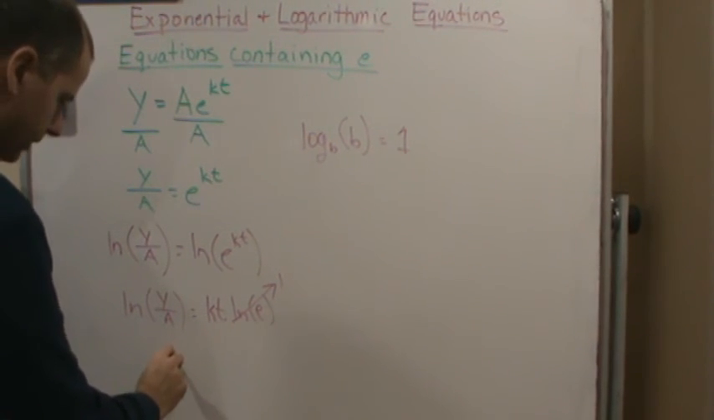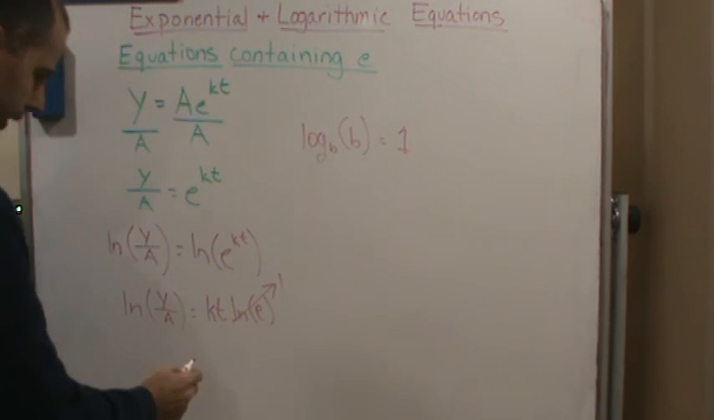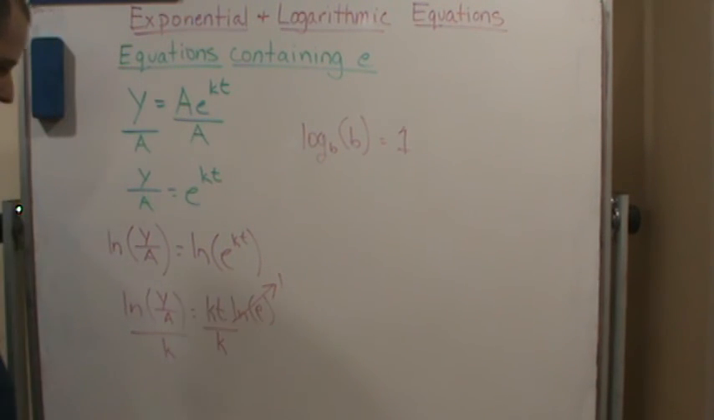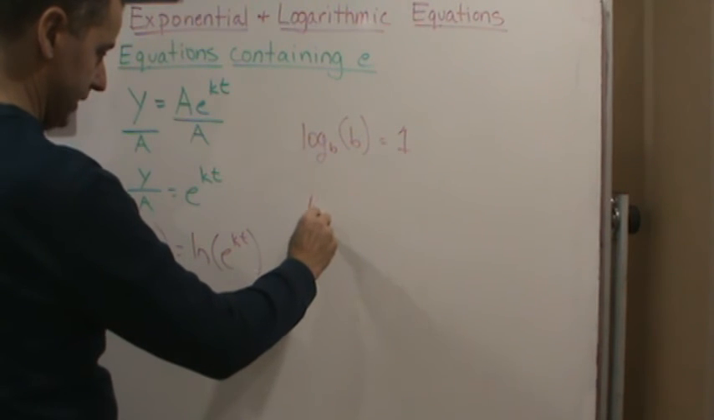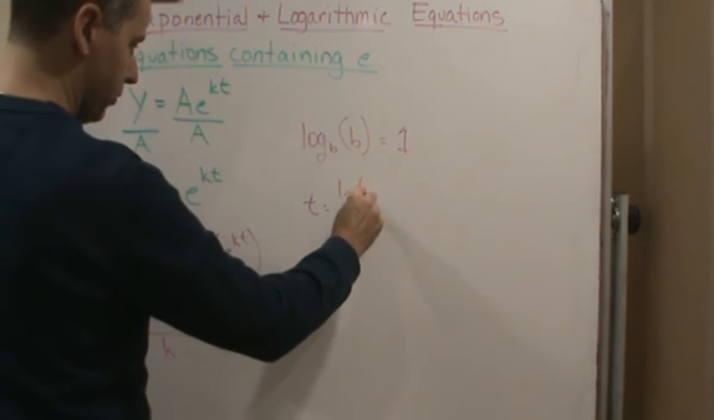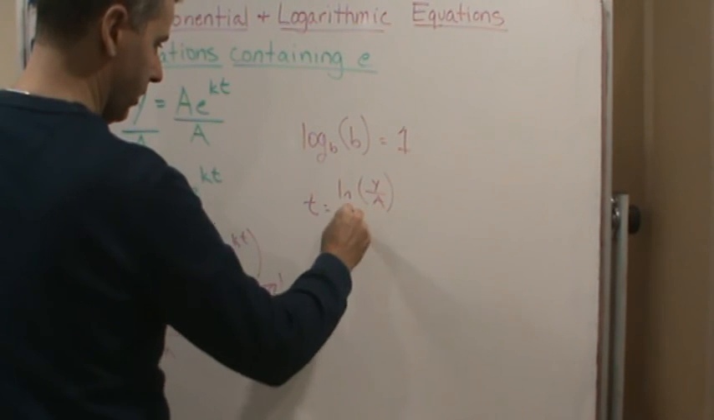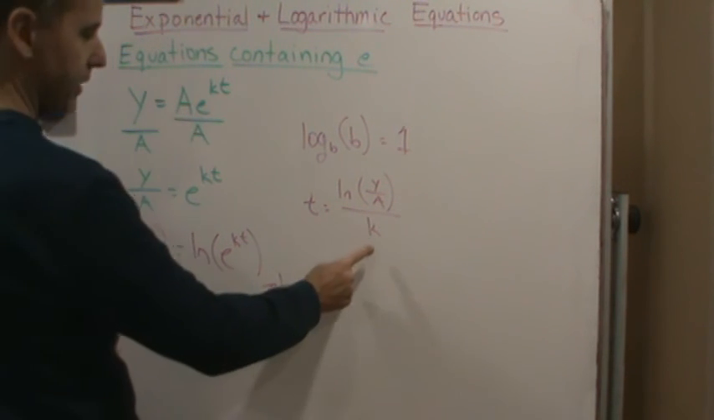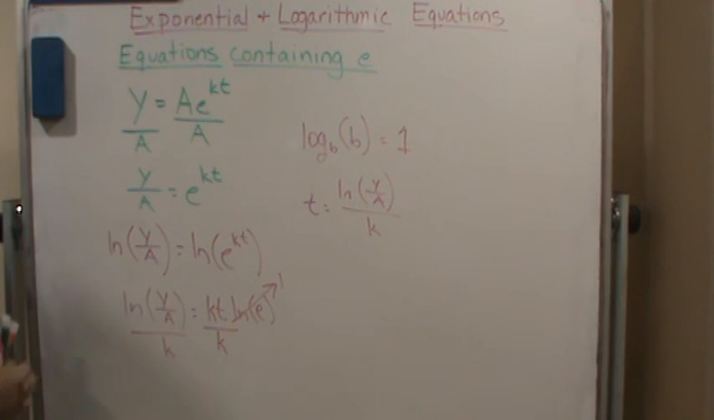So the final answer is going to be what? We're going to divide both sides by k. And so our final answer is t equals the natural log of y over a, divided by k, which is the constant of proportionality. It could be the growth constant if it's positive, or the decay constant if it's negative. And that's it. That's how we're going to solve equations that involve the natural exponential e.